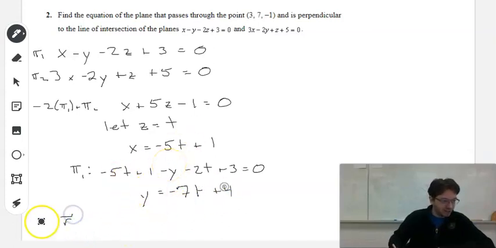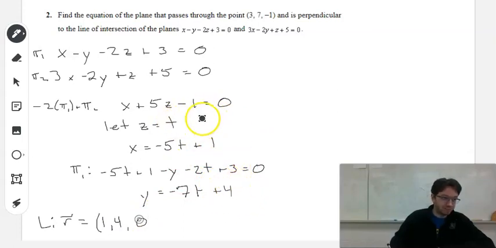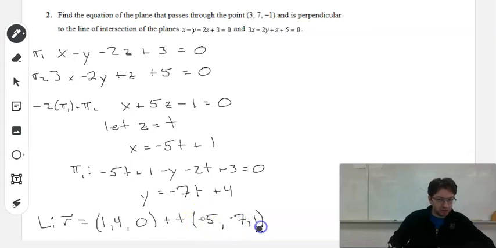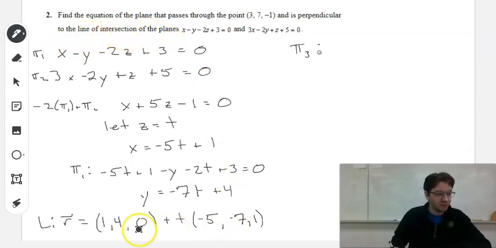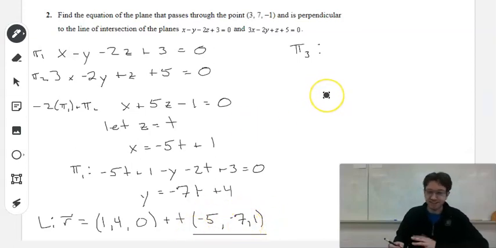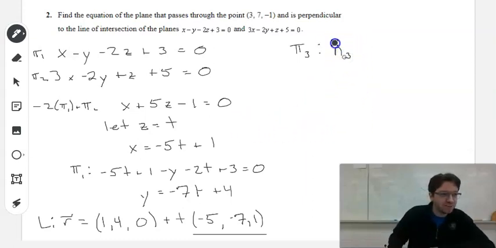If you like, you can write your vector equation for the line as 1, 4, 0, because that's 1, 4, and then 0 for z, plus t times negative 5, negative 7, and 1. Now looking at pi 3, the plane that we're looking for. The question says find the equation of a plane that passes through this point and is perpendicular to the line of intersection. The line of intersection has this direction vector, and if this direction vector is perpendicular to the plane, it's a normal for the plane. So I can write the normal for this plane as minus 5, minus 7, and minus 1.